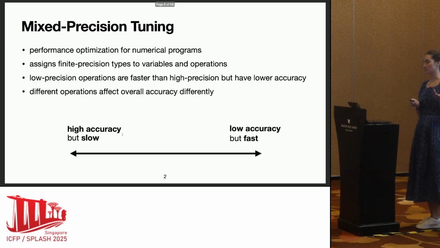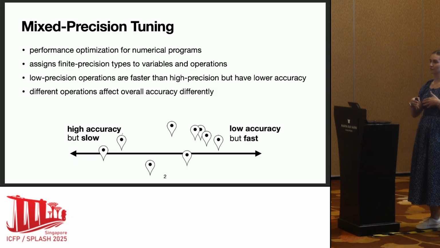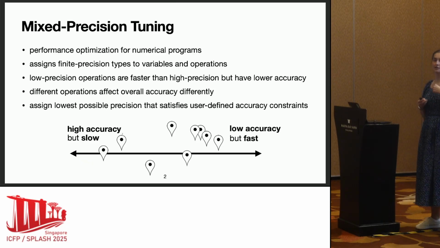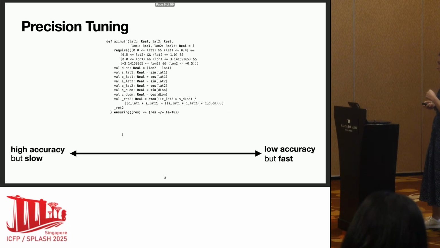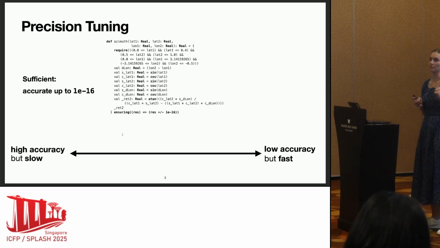So what the tuner needs to do is navigate the accuracy-performance trade-off, and unfortunately, all the potential precision assignments are not a smooth function. So there might be jumps in accuracy and in performance. The tuner is trying to find the lowest possible precision assignment that satisfies some user-defined accuracy constraint. Let me show you an example. Say you have an algorithm. The details of the algorithm here are not important, but say you want to implement it accurate up to 10 to the power of minus 16. So as a developer, what are your options?